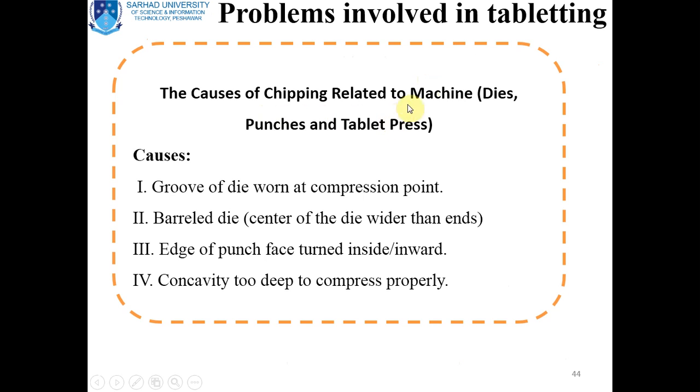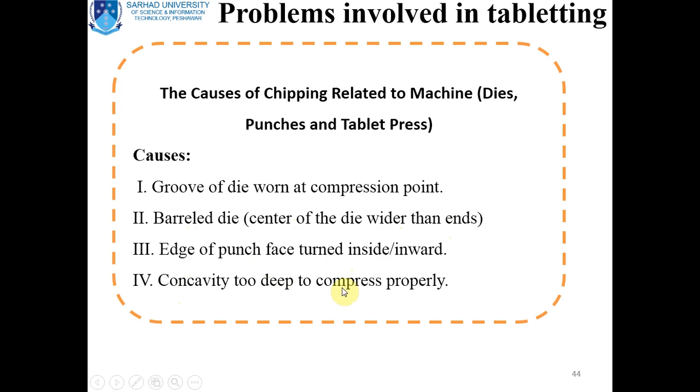The causes of chipping related to the machine, not the formulation, are related to dies, punches and the tablet press. Causes include grooves in the die worn at the compression point, a barrel die, that is the center of the die wider than the end, and the edge of the punch face turned inside or inward.